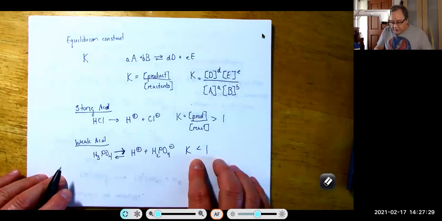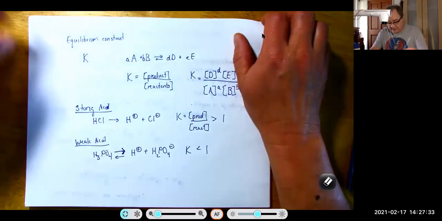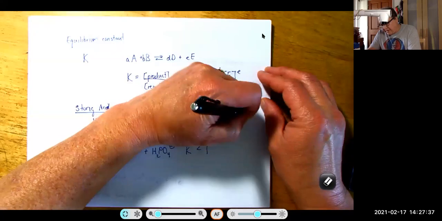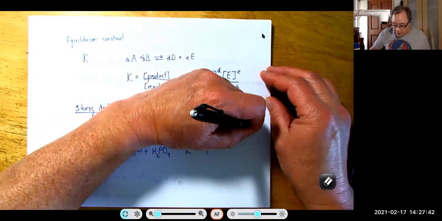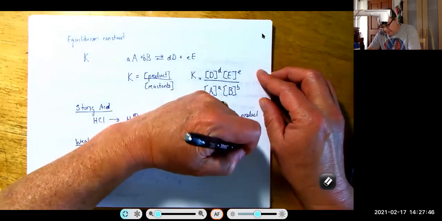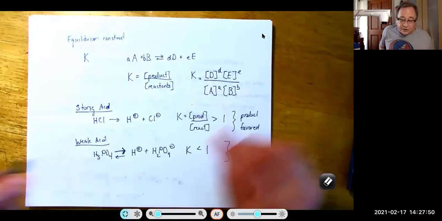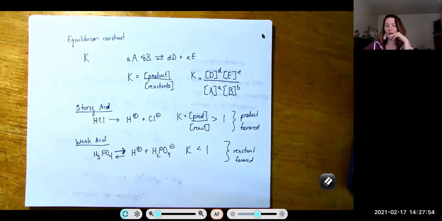And the way you use equilibrium constants, you say, well, if it's bigger than 1, it's product favored. If it's greater than 1, product favored. And if it's less than 1, it's reactant favored. And the deal is that strong acids are product favored and weak acids are reactant favored.